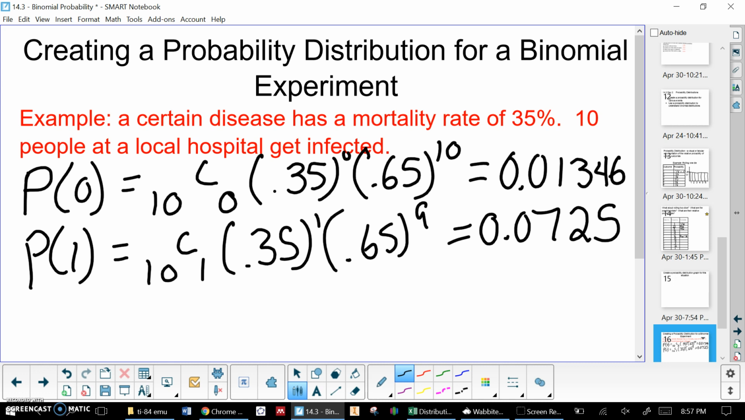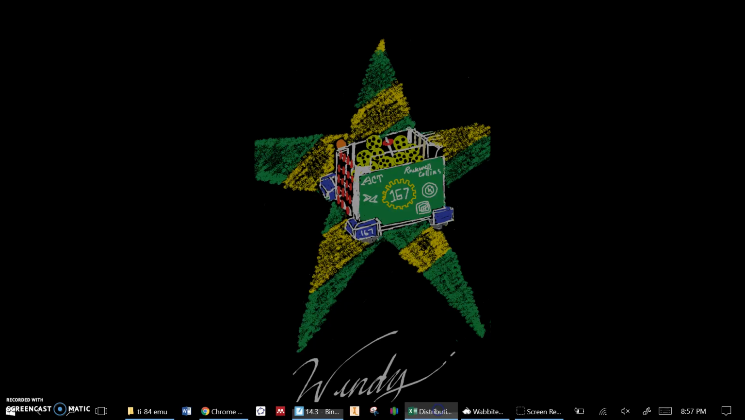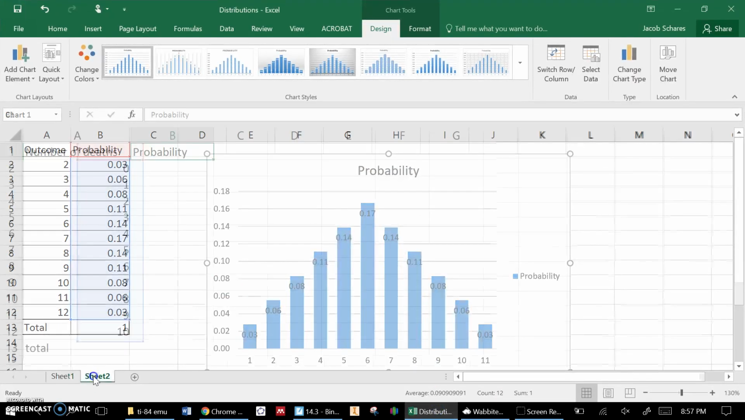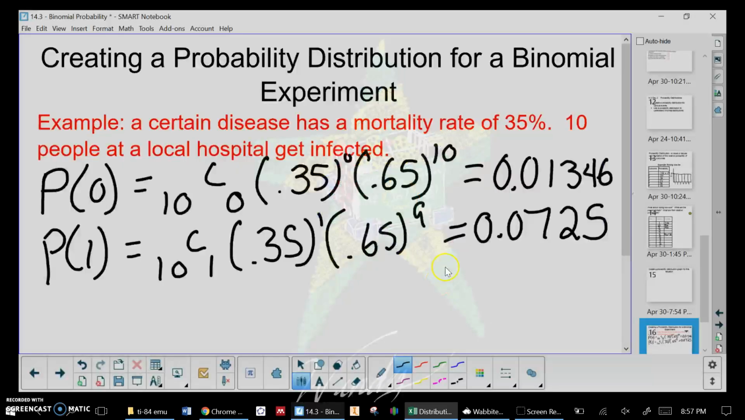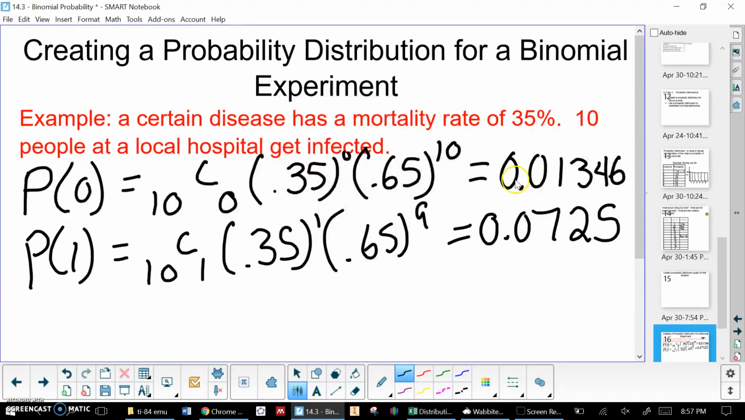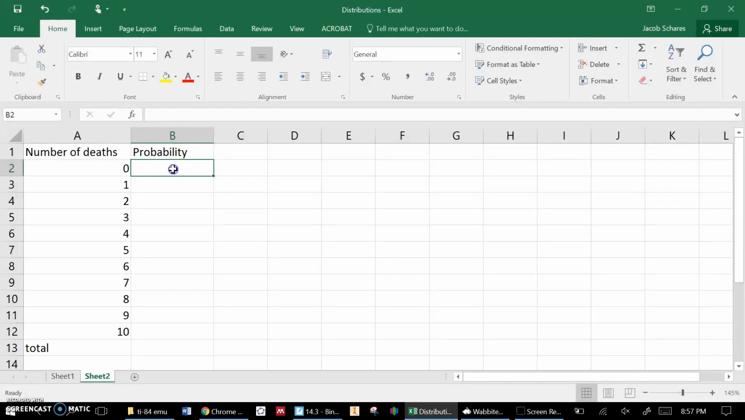Now obviously going all the way through this, all 10 people, that gets really annoying. We're not going to do that. So Excel actually can do a lot of this for us. So I'm going to switch over to sheet 2 here and go for my probability. So the probability that nobody dies from our work here was 0.01346. So I'm just going to go ahead and write that in there.